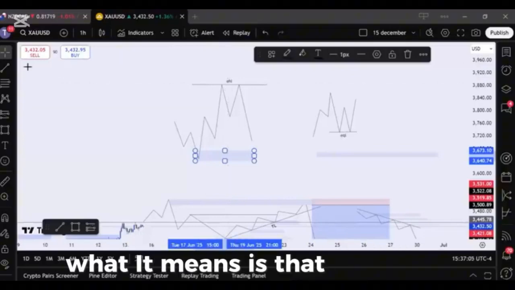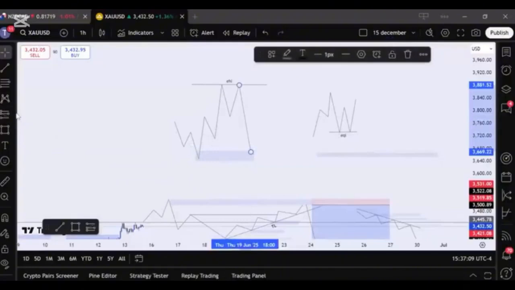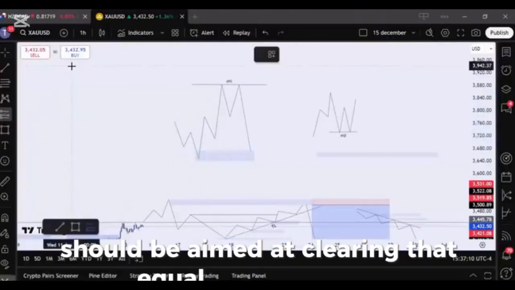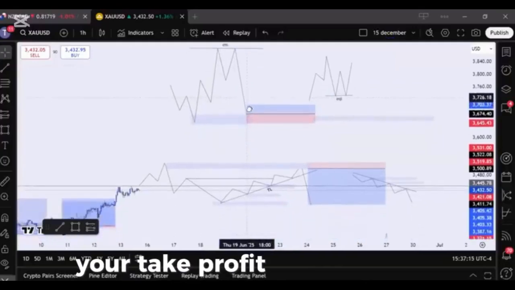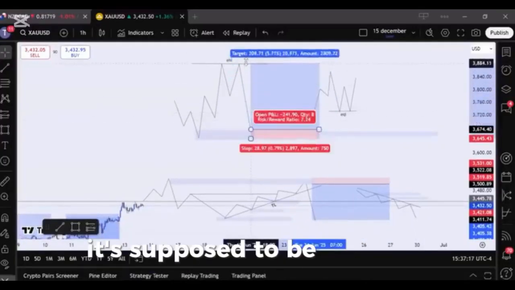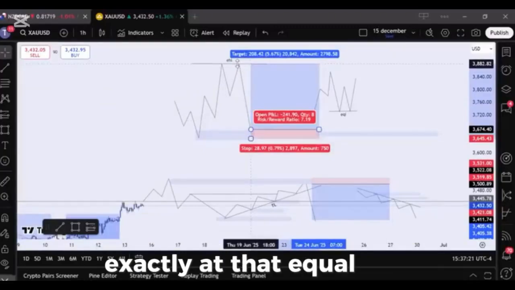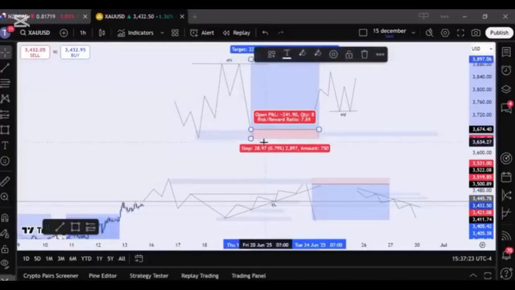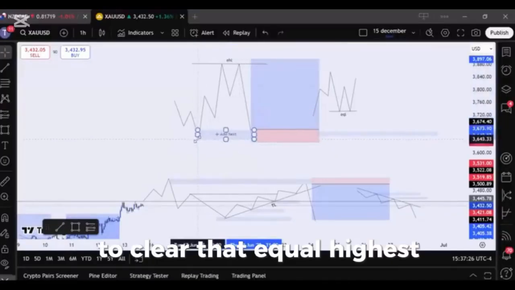So what it means is that eventually, if the market should come and trigger your point of interest, your take profit level should be aimed at clearing that equal highs liquidity. Which means if you take your entry from where it's supposed to be, the take profit level is supposed to be aimed at clearing this liquidity. So either you keep your take profit level exactly at that equal high, or you put it slightly above it. But the market will aim at going there to clear that equal highs liquidity.